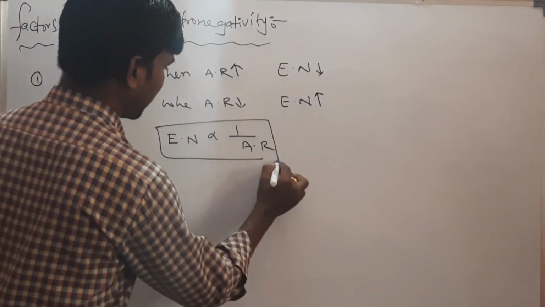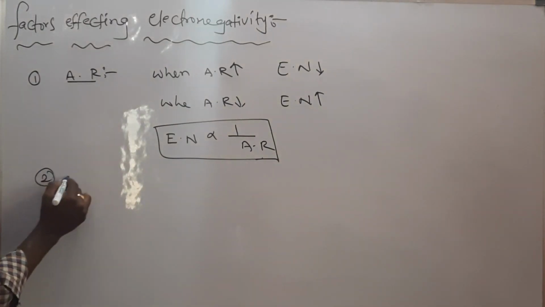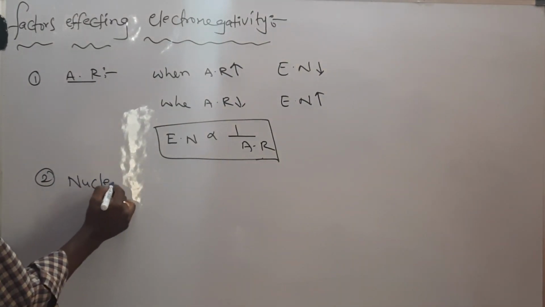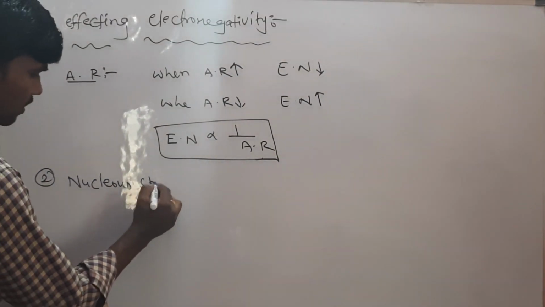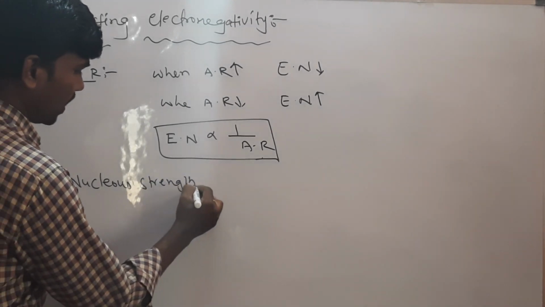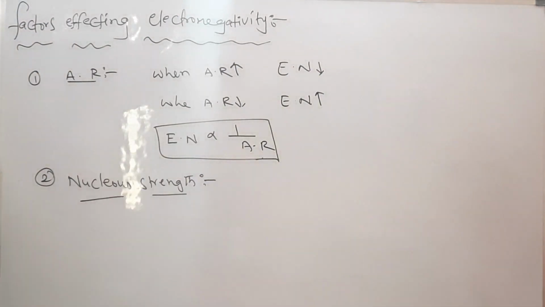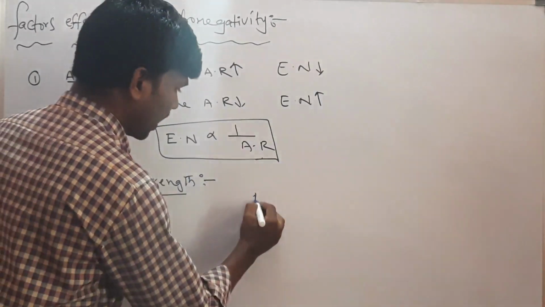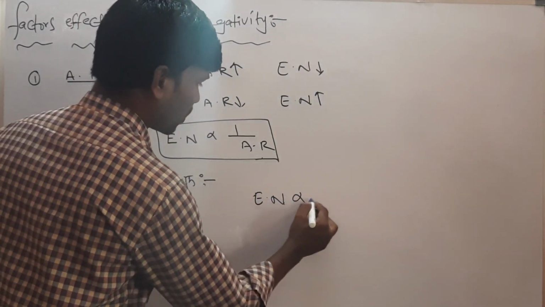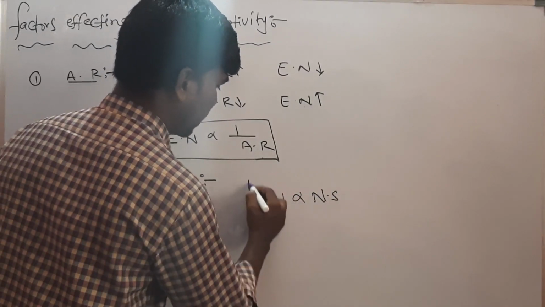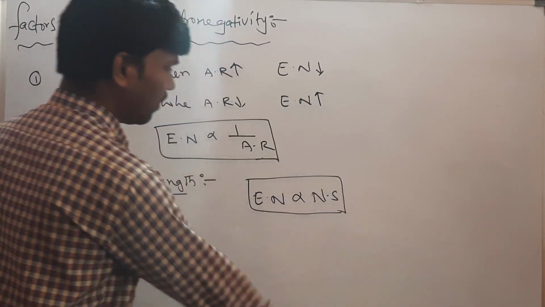The next factor which will influence electronegativity is nucleus strength. When nucleus strength increases, who will attract electrons? Actually, the nucleus only will attract. So electronegativity value is directly proportional to nucleus strength. If nucleus strength increases, then electronegativity also increases.